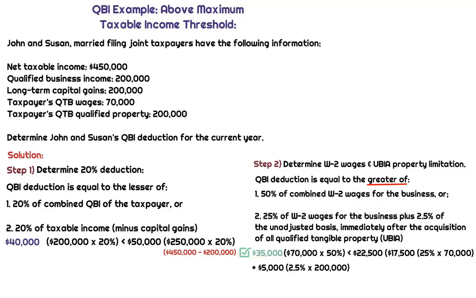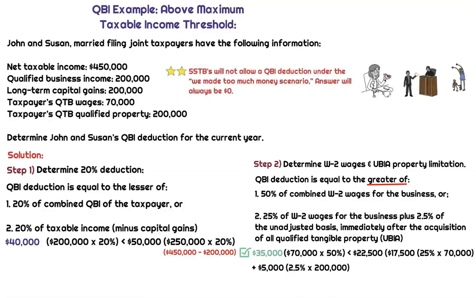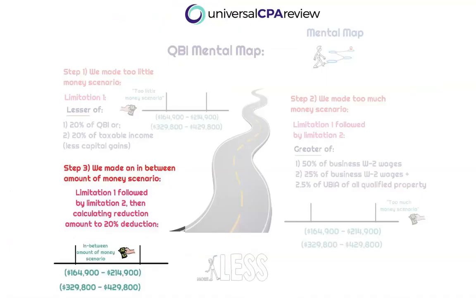And if this instead was an SSTB, right, a specialized service trader business, the qualified business income deduction would always be zero. No QBI deduction if they fall within the we made too much money scenario. Right, not only is the IRS saying, yeah, you made too much money, but they're also saying you are an SSTB, so we're going to give you nothing. Okay, so now we're talking about step 3 in our mental map, and this is scenario 3. And as we mentioned, for every scenario, we're going to add an additional step.